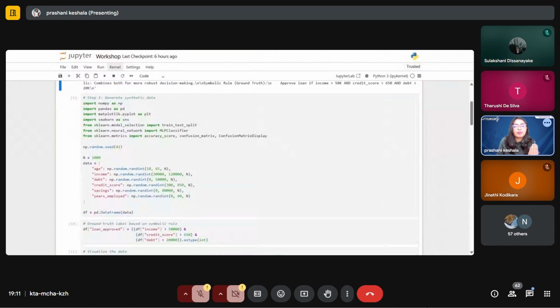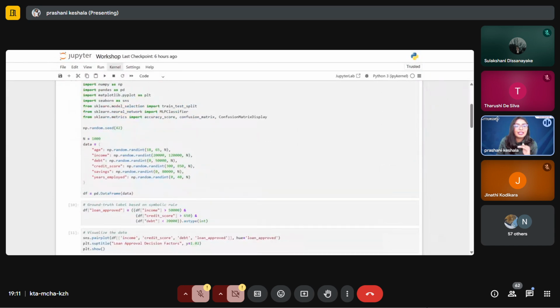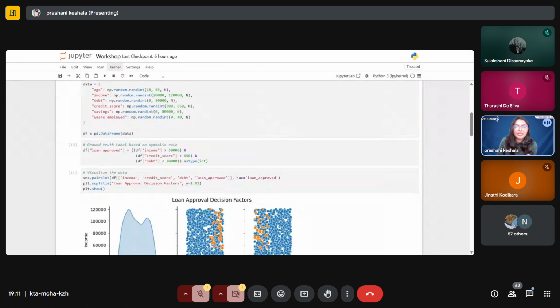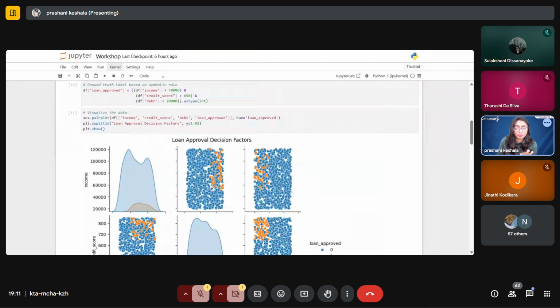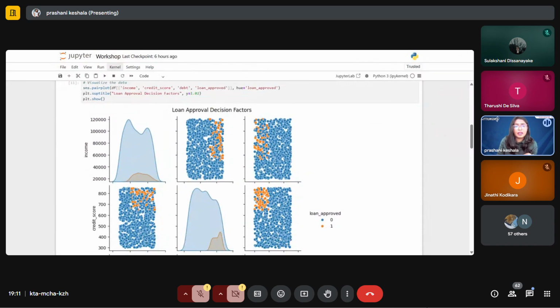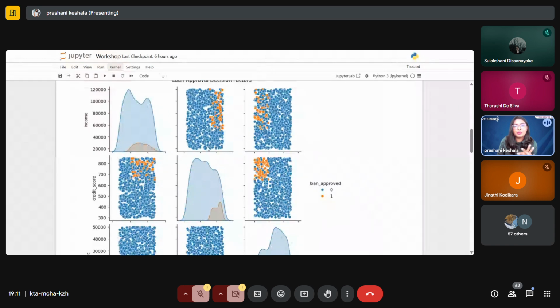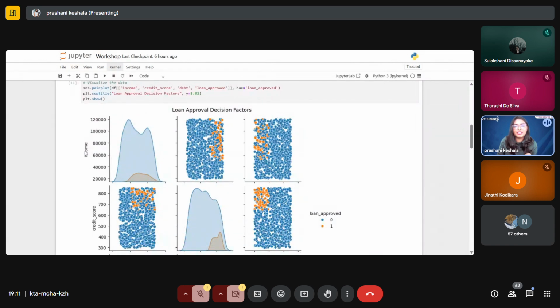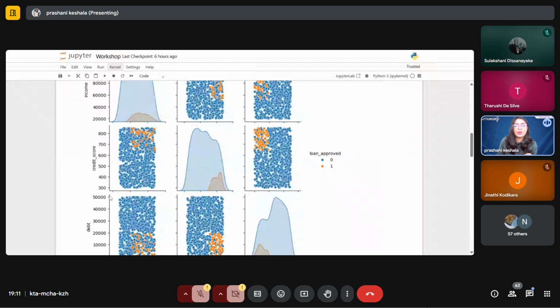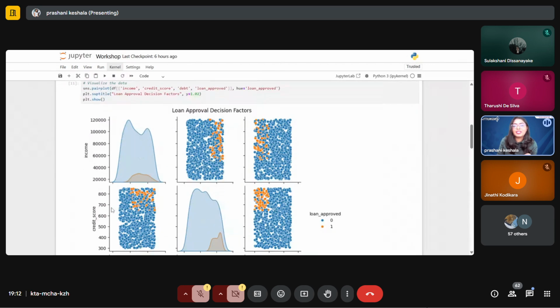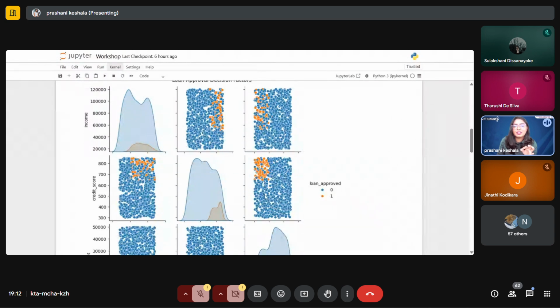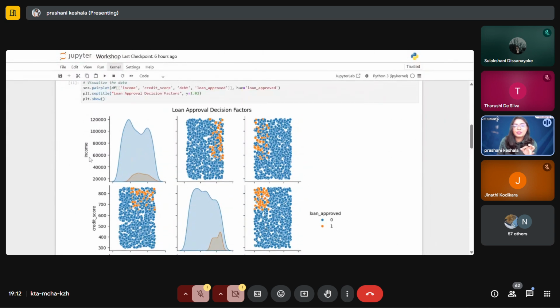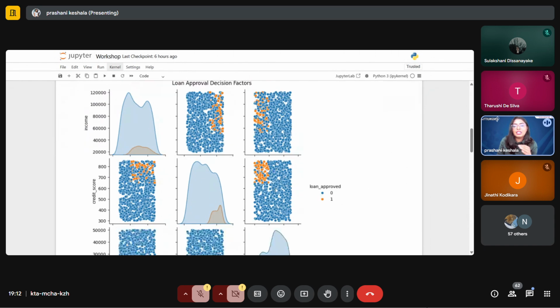So basically I created some data, created the data frame, and here I'm showing the approvals based on three of the features, which are the income, the credit score, and the debt. All the zeros mean that it was rejected, and the ones in orange are accepted. You can see that based on the feature, it really differs.